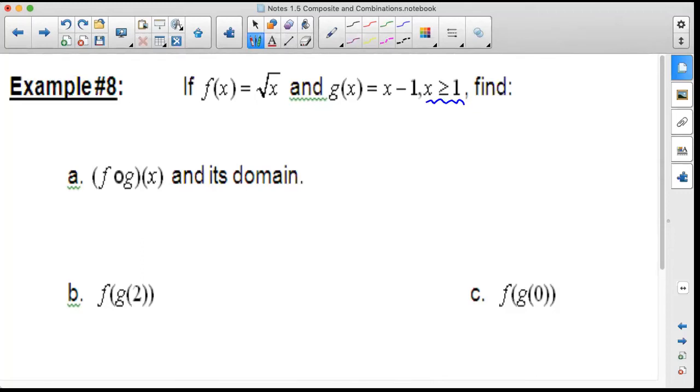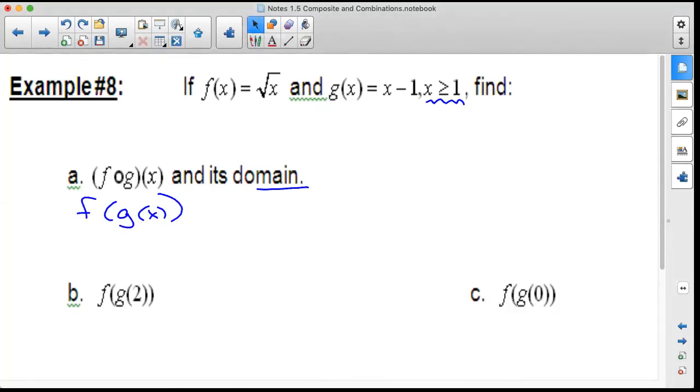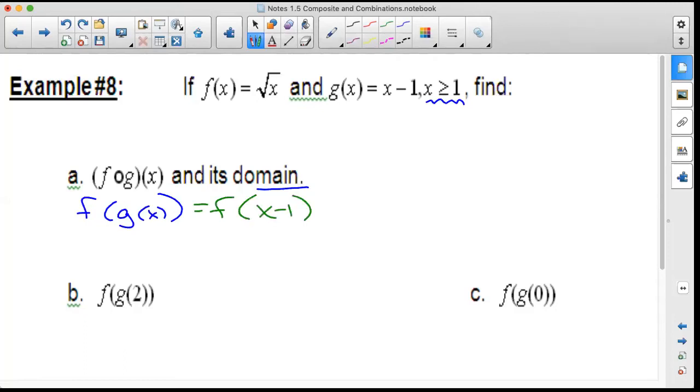See if you can find f of g of x first. After you get that, try and find the domain. What is the domain of f of g of x? So you're plugging in the g equation. That replaces x in the other function.